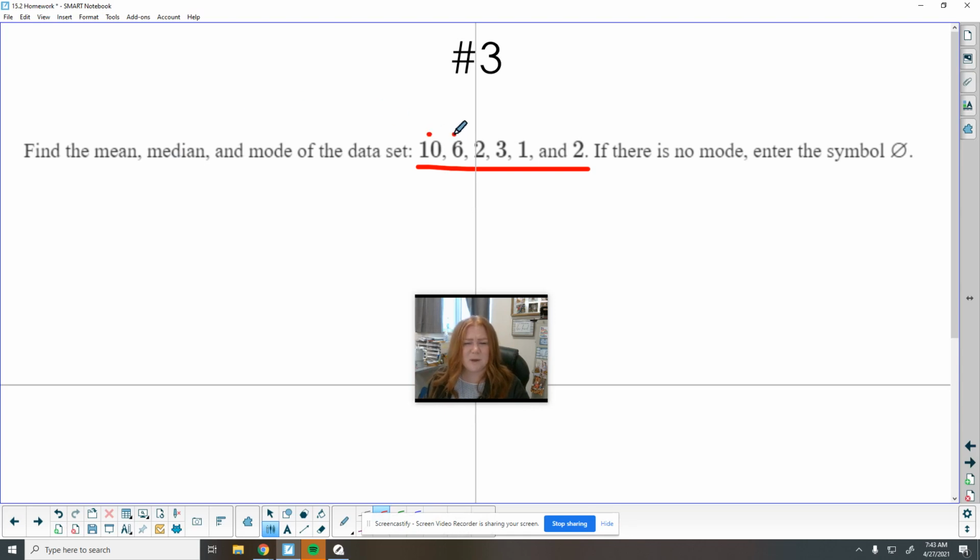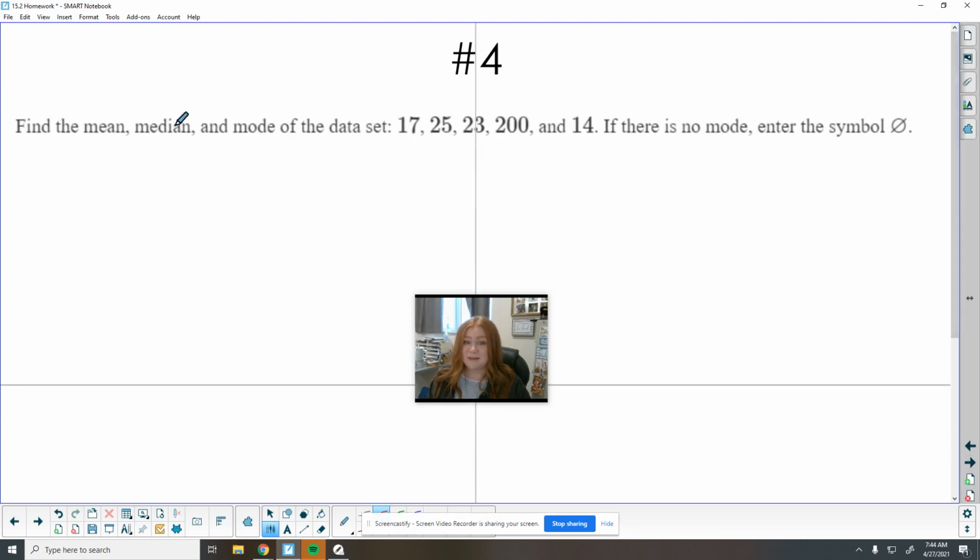So I do notice there's 1, 2, 3, 4, 5, 6. So if you end up with 2 numbers in the middle and they're not the same, you've got to find that center. So add them up, divide by 2. And then the mode is what number happens the most often. If they all happen the same, enter in that no symbol.